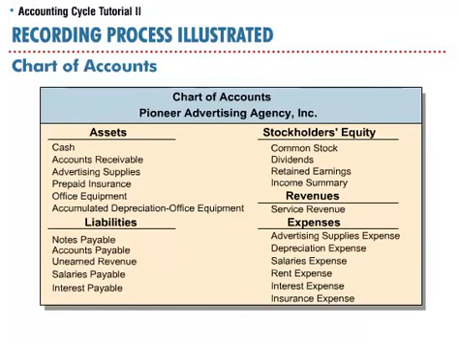Most companies have a chart of accounts that lists the accounts. The chart usually starts with the balance sheet accounts and follows with the income statement accounts. The chart of accounts for Pioneer Advertising Agency Incorporated is now shown.